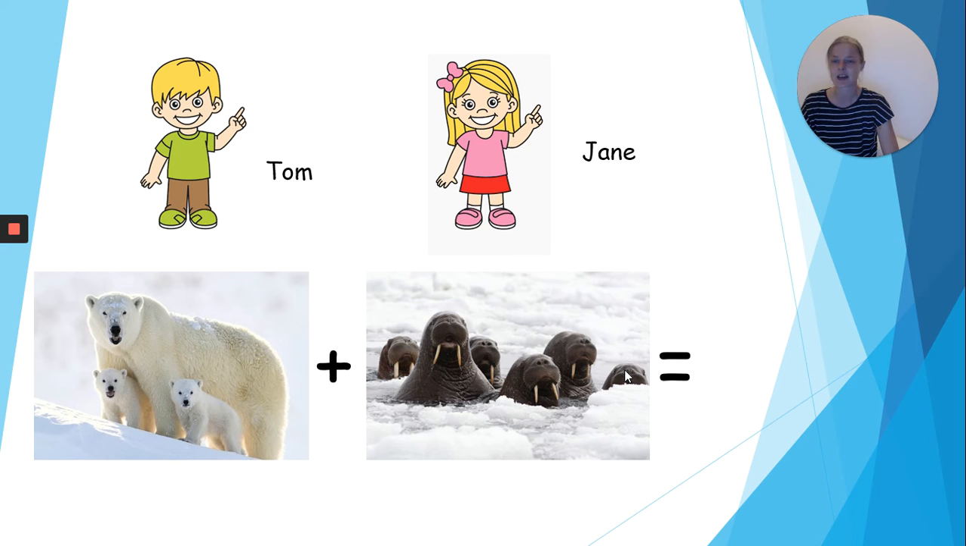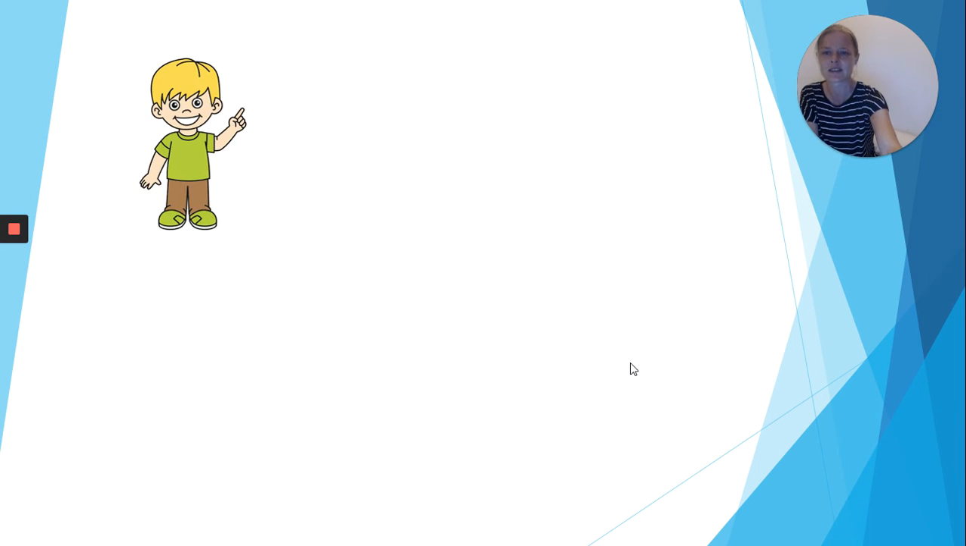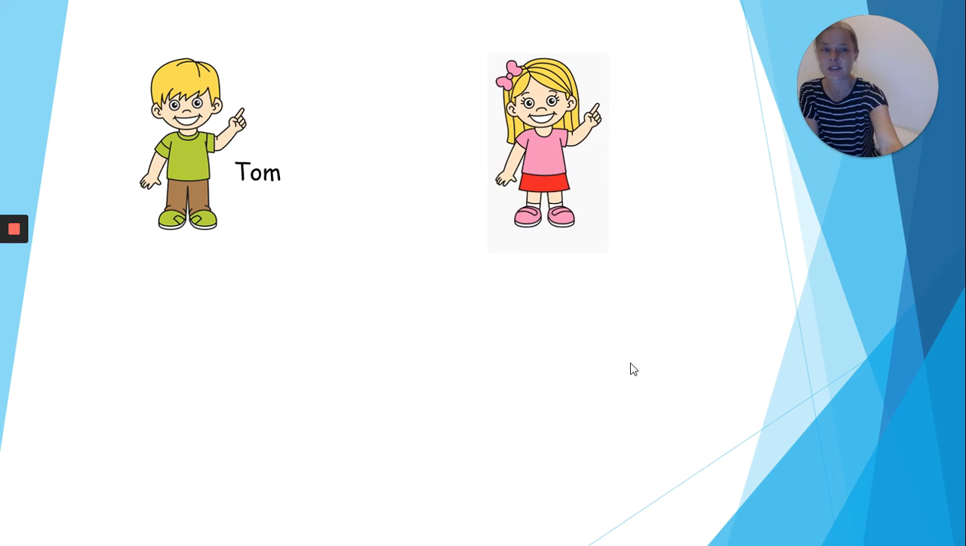Should we count them all together? Okay, let's count them all together. 1, 2, 3, 4, 5, 6, 7, 8, 9. Should we see if the correct answer is number 9? Yes, well done. You did very well with your new addition. Let's try another one. Now, where do Tom and Jane want to go next? Can you guess where they want to go?